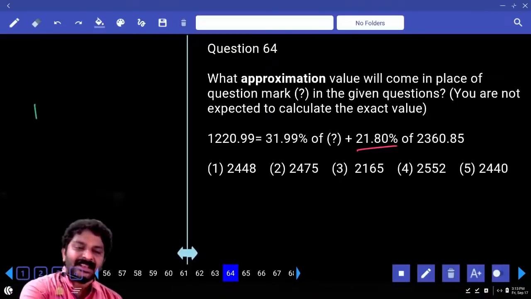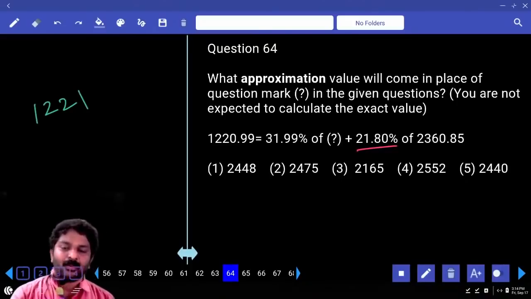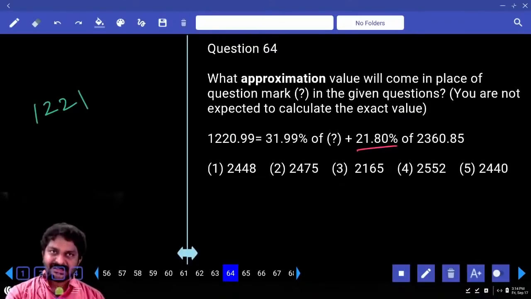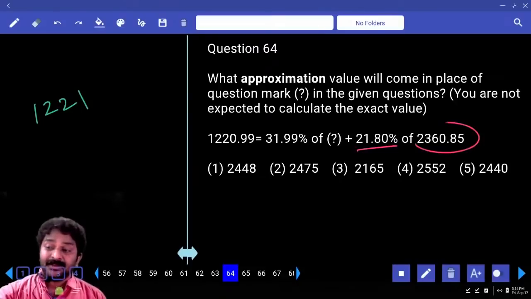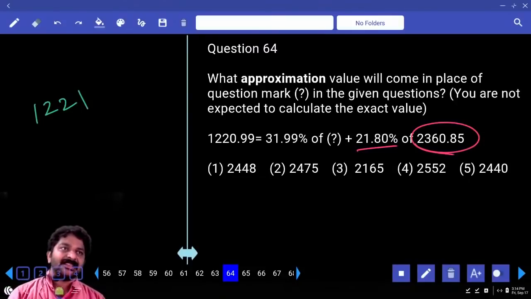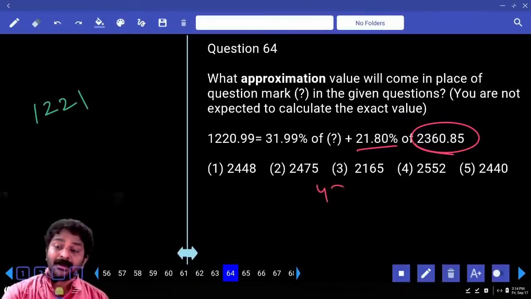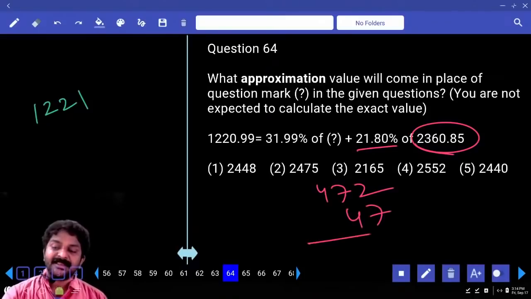Next. On the left hand side there is a clear number, 1221. On the right hand side, 22% of 2360. That's what we need to calculate. What is 10% of 2360? 236. 20%? 472. Then 2%? 47 something. Then the sum of all these values is equal to 519.